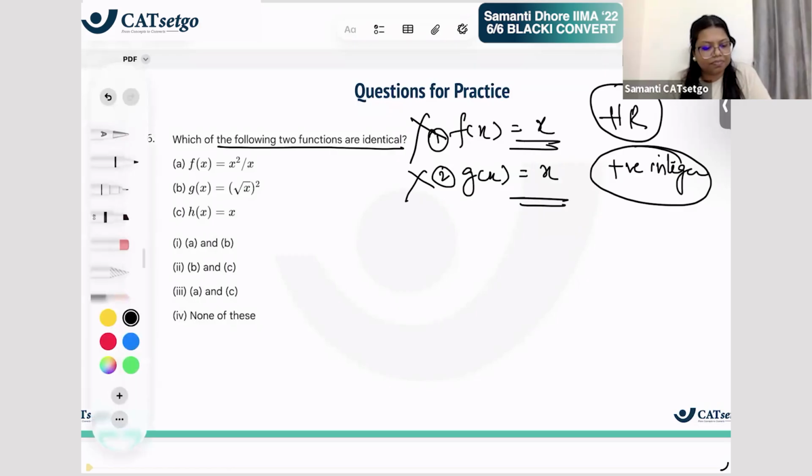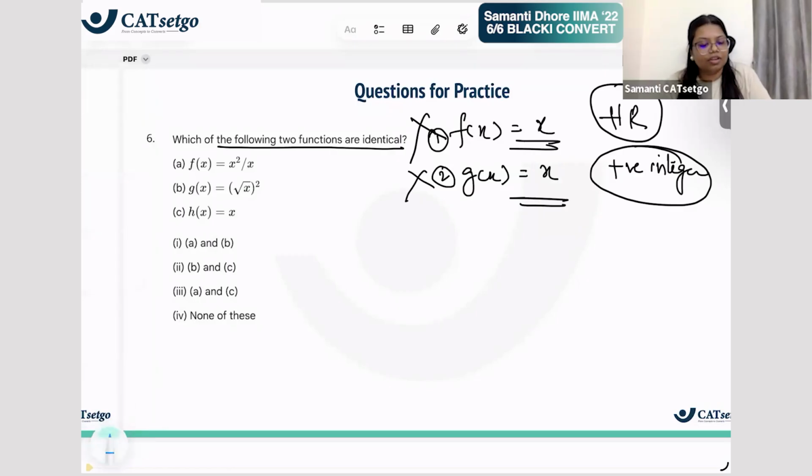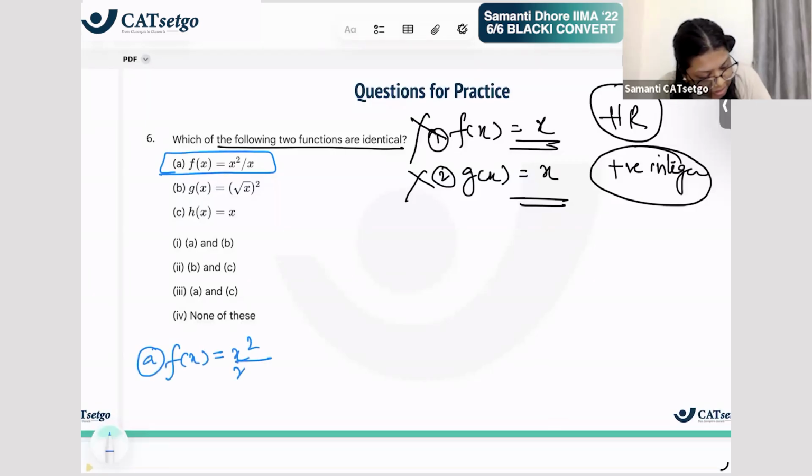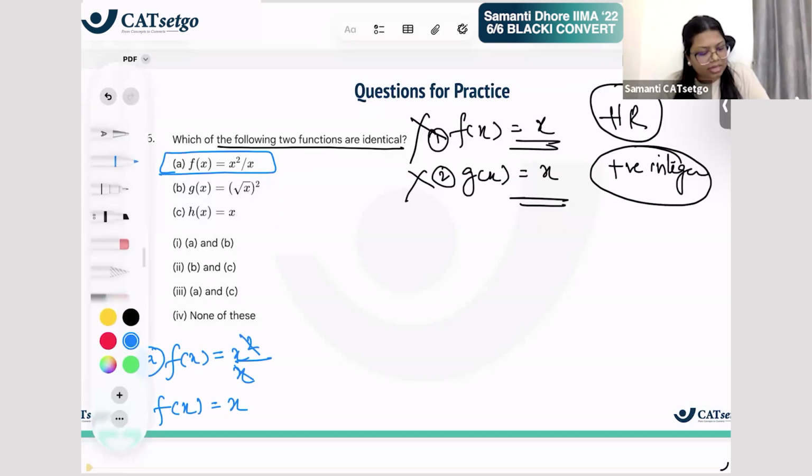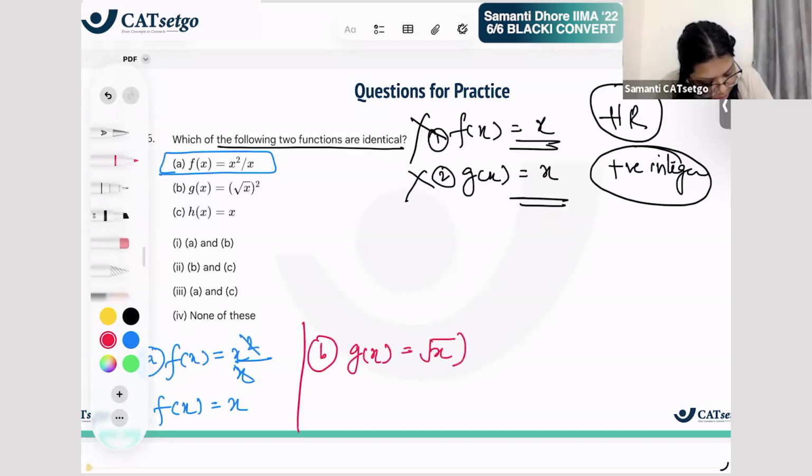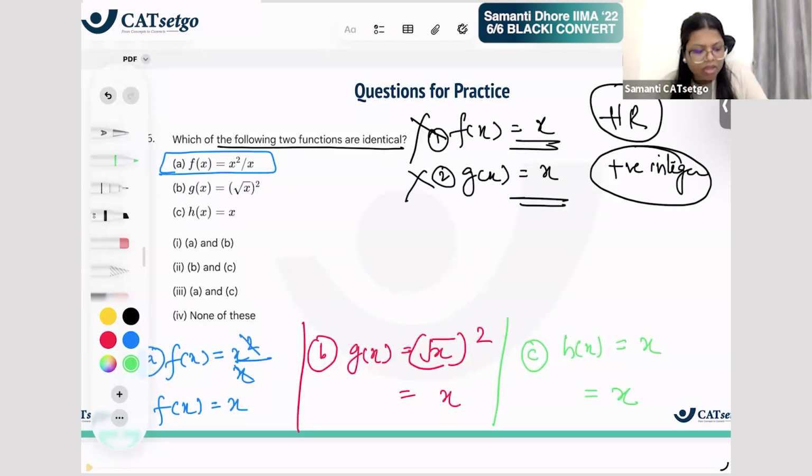Similarly, when you look at this question, what will you realize? A says f of x is equal to x square by x. तो हमको लगता है technically x कट हो जाएगा, तो f of x equals to x ही बोल रहा है वो, right? Then second चीज B बोलता है g of x is equal to root of x का स्क्वायर. तो रूट का स्क्वायर किया मतलब this is also x, ठीक है. थर्ड हम बोल रहे हैं C में h of x is equal to x, which is also x only.